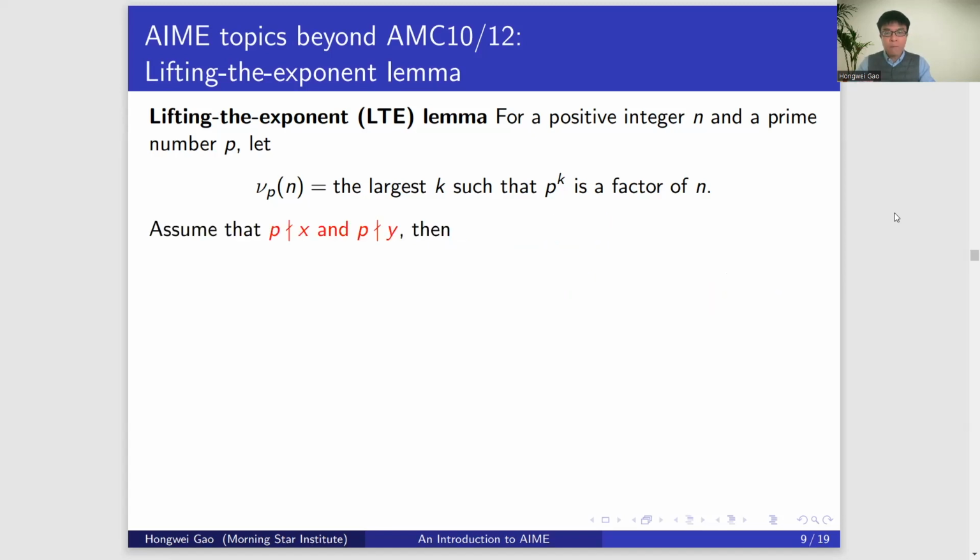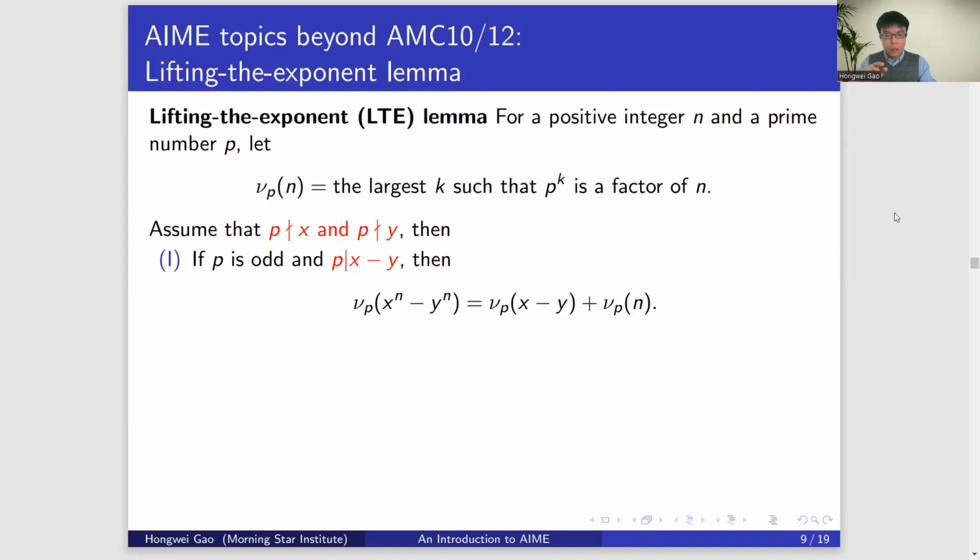Now, suppose we have two integers, x and y. They are not divisible by this p. The following statement is the lifting the exponent lemma. In the first part, we concern odd prime numbers. Let p be an odd prime number, and x minus y is divisible by p. Then the following equation holds.